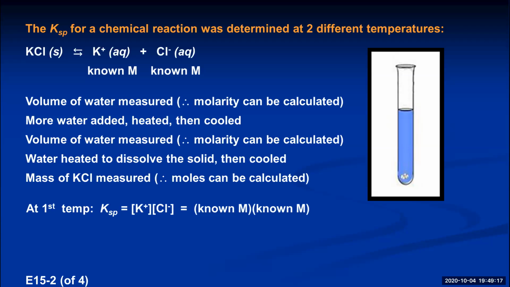So at our first temperature, the KSP will just be the known molarity of potassium ions multiplied by the known molarity of chloride ions, whatever those are, that'll be the KSP. At the second temperature, because the molarities will be different, the KSP will be these different known molarities. We multiply those together, and we'll now have the KSP for potassium chloride at 2 different temperatures.